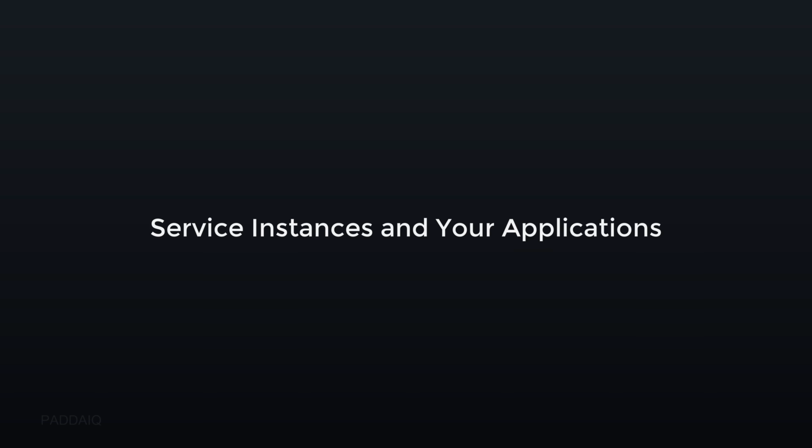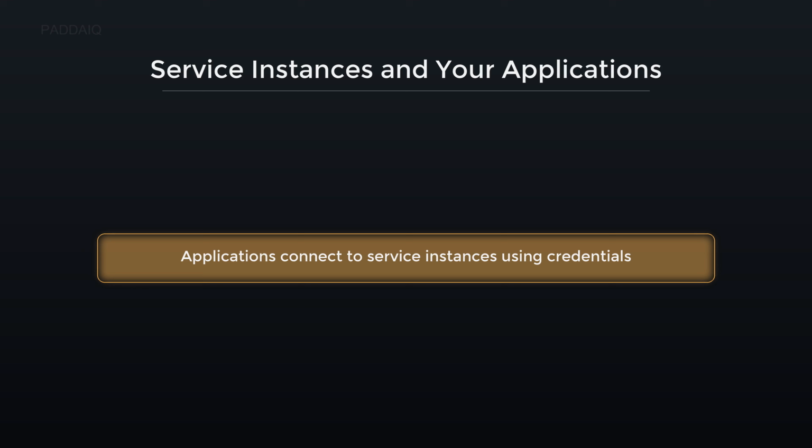Service instances and your applications. Applications connect to service instances using credentials. This means your app needs a username and password or a key to securely access a specific BTP service, like a database. For example, your travel app uses credentials to connect to and query the destination service. This secure connection is fundamental for your application to function properly.